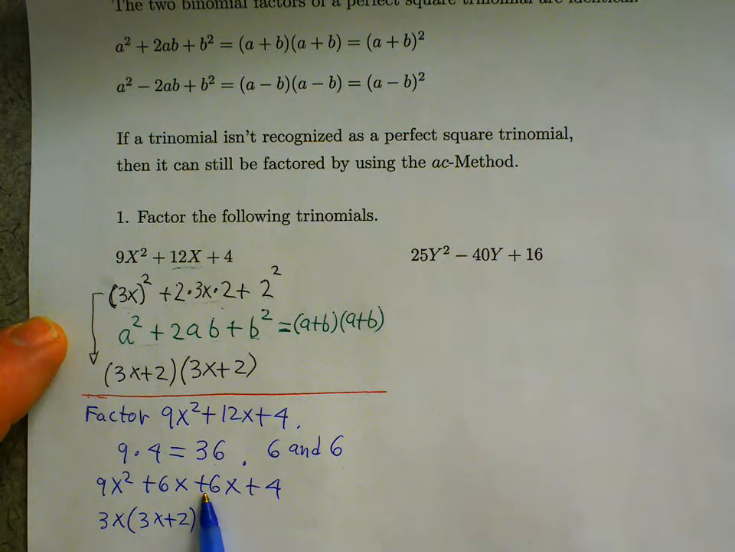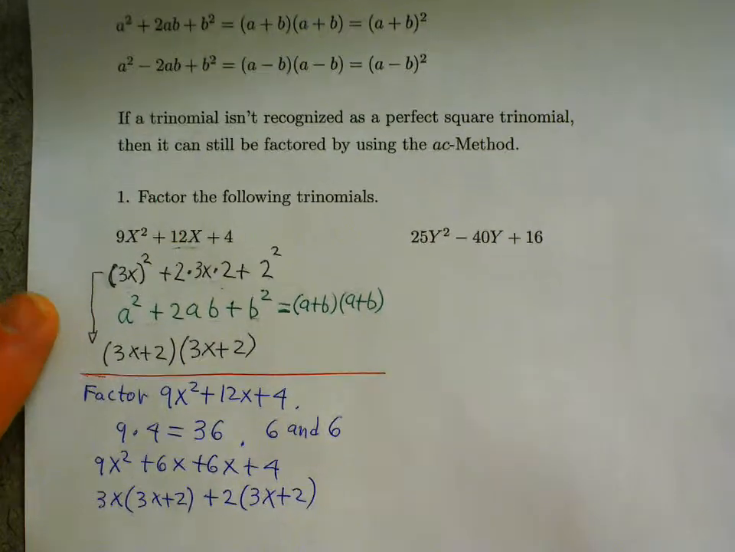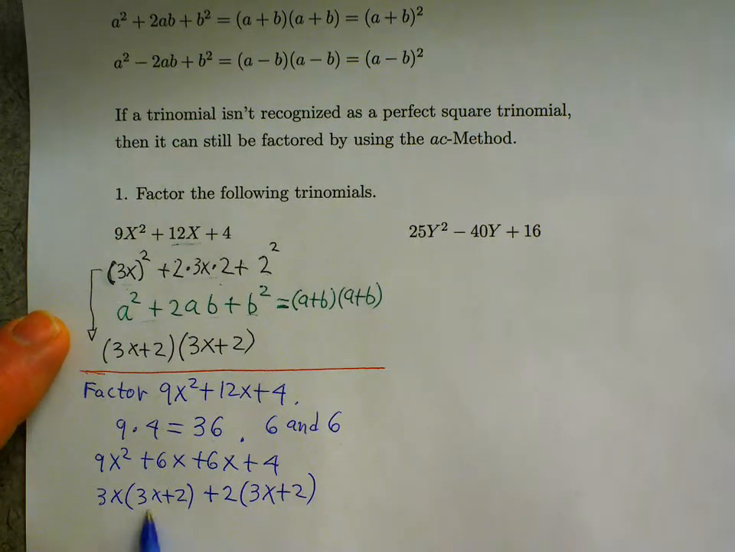The middle operator is addition, so we bring down addition. And then when we group the third and fourth terms, 6x plus 4, the greatest common factor is 2. Factor 2 out, we're left with the binomial 3x plus 2. And then the last step, factor out 3x plus 2. The other binomial is identical, 3x plus 2.